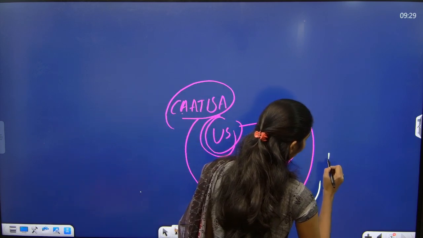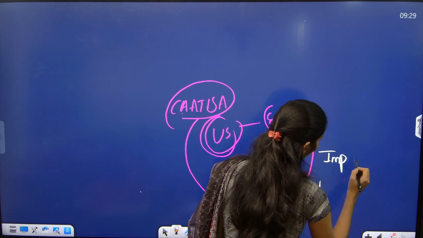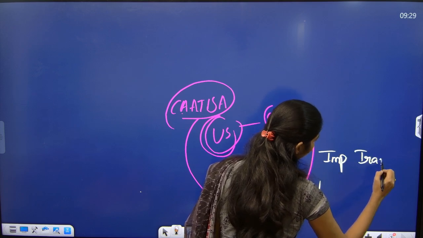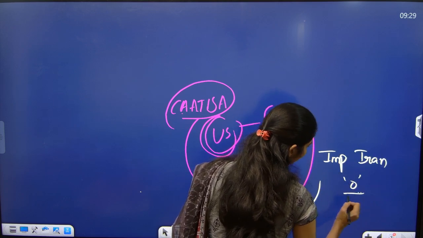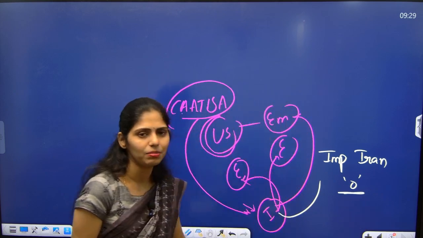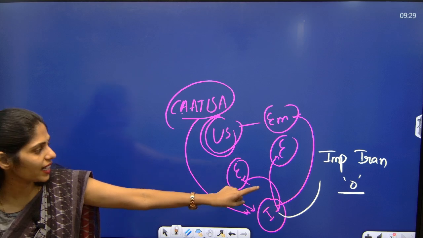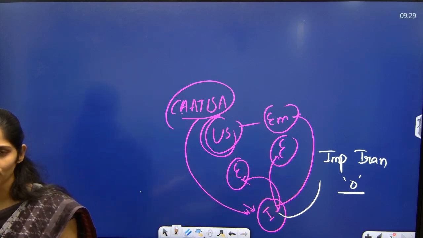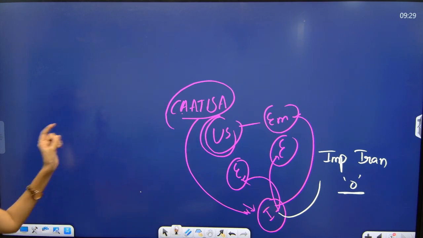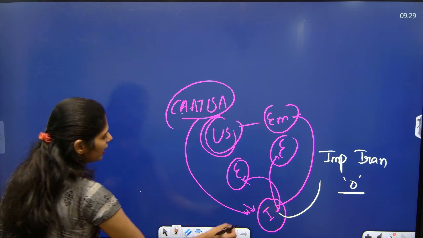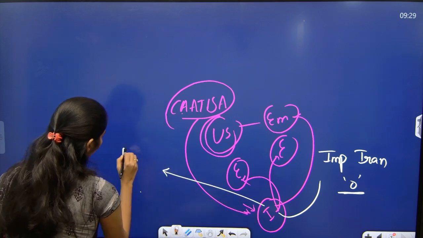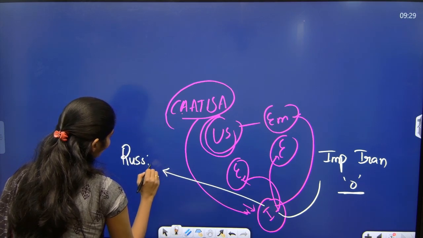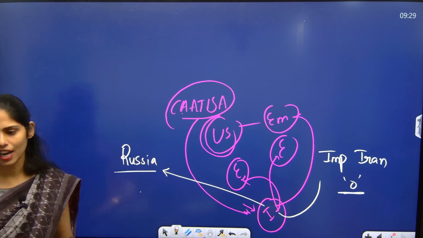For example, we made crude oil imports from Iran zero. Earlier we used to get a good amount of crude oil from Iran, but because of this fear of CAATSA, India made Iran imports of crude oil zero. That means we are not importing any crude oil from Iran because of fear of CAATSA. And even trade with Russia also had been decreased because of CAATSA.